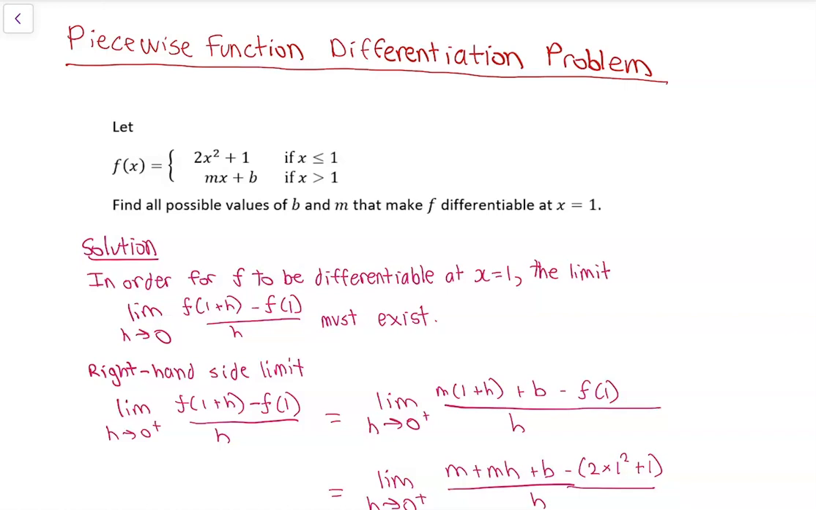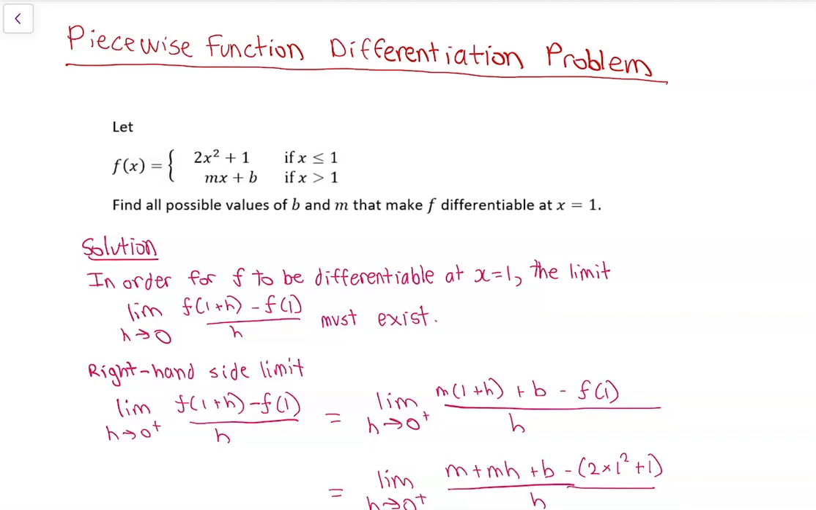Today we'll be having a look at this following differentiation problem involving a piecewise function. We have the function f of x, and for values of x at most 1 we have f of x equals 2x squared plus 1, and for values of x greater than 1 we have f of x equals mx plus b, and we have variables m and b. The question is to find all possible values of b and m that make f differentiable at x equals 1. So let's have a look at how to solve this problem.